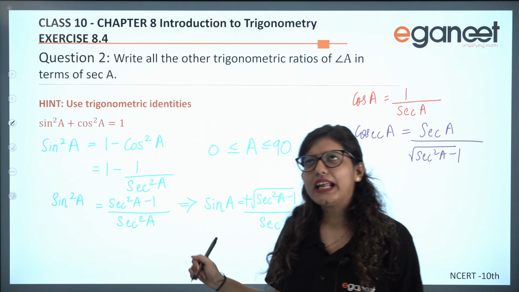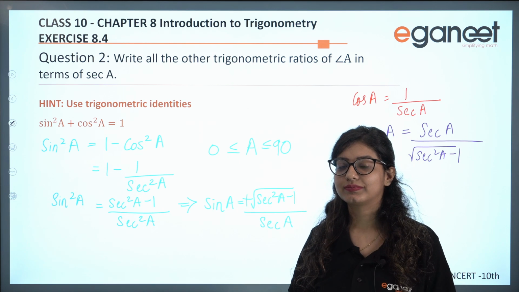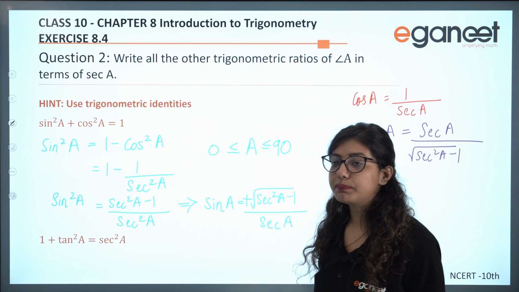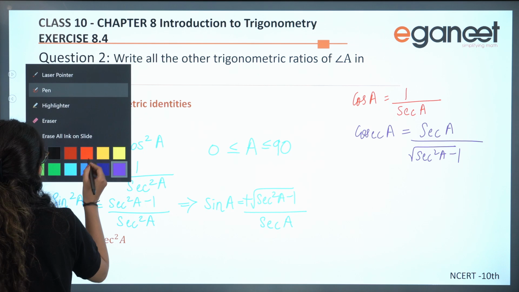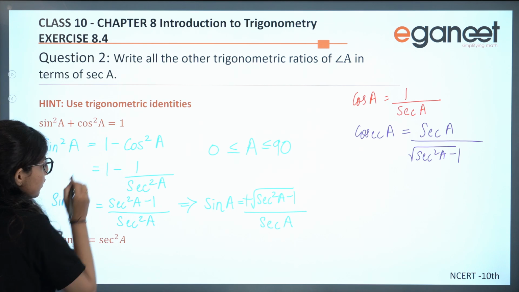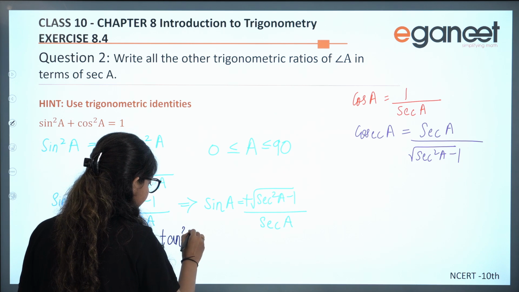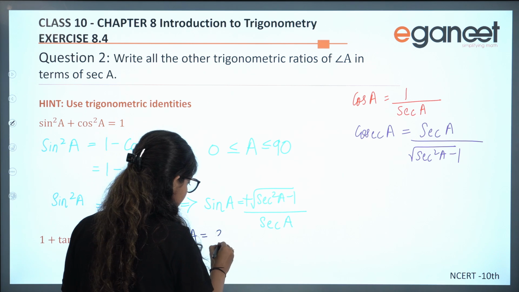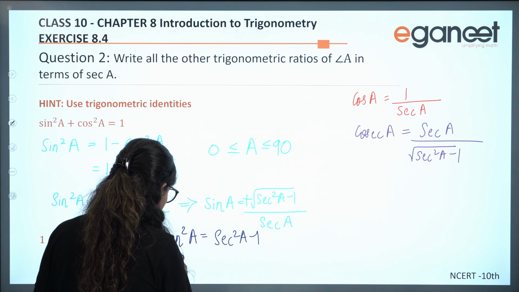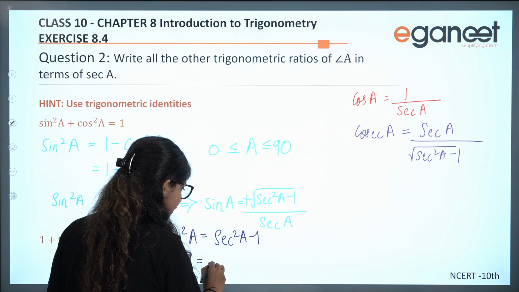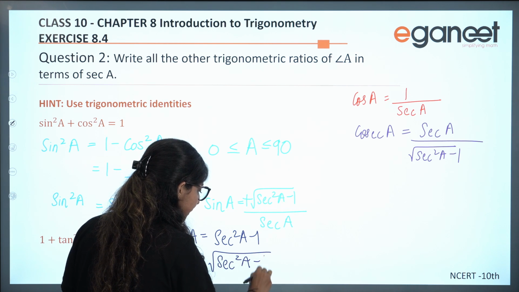So do you recall any identity which relates sec A and tan A? Yes, you are right. It is 1 plus tan square A is equal to sec square A. So here tan square A will be equal to sec square A minus 1. So the value of tan A is equal to root of sec square A minus 1.